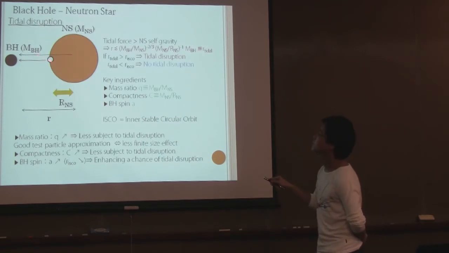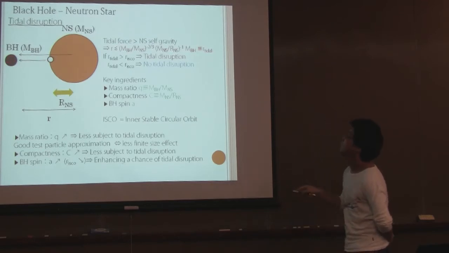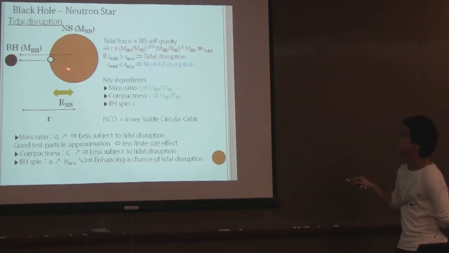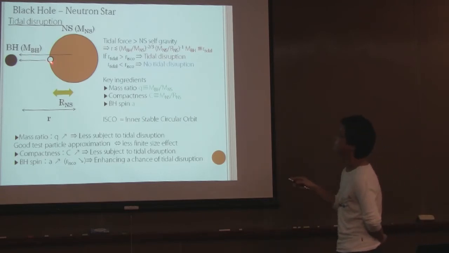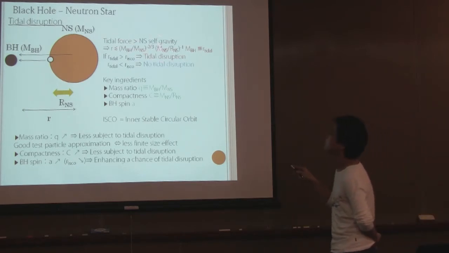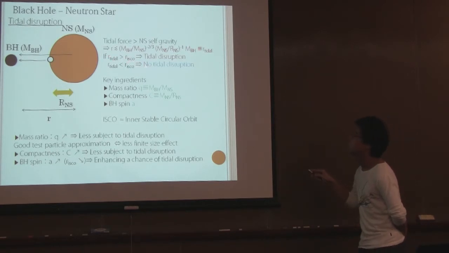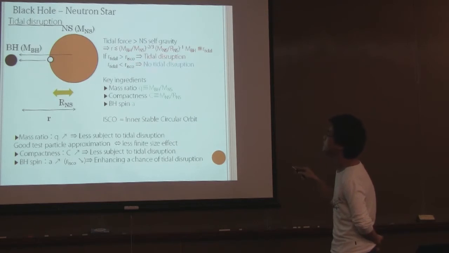This is a schematic picture of the tidal disruption. The fluid surface element as well as the neutron star itself are dragged by the black hole. Because of the finite size effect, there is a difference in acceleration between the surface fluid element and the fluid element at the center. This is a tidal force. If this inequality holds, the tidal force overcomes the neutron star gravity. We call the right-hand side quantity the tidal radius. And if the tidal radius is greater than the inner stable circular orbit, the tidal disruption occurs, otherwise it doesn't.